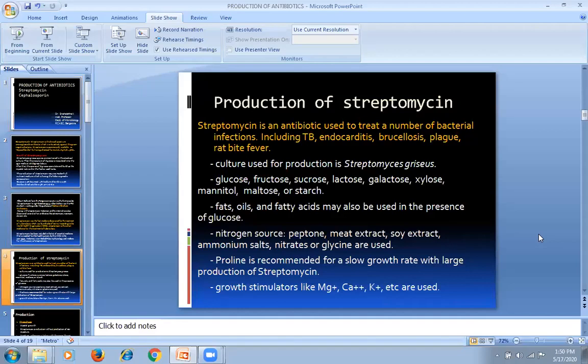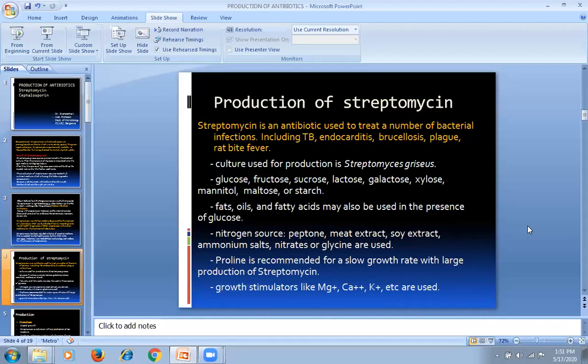As far as production of streptomycin is concerned, it is an antibiotic used to treat bacterial infections, including TB, endocarditis, brucellosis, plague, and rat bite fever. It has a wide application, so production of it is also very, very important. Streptomyces griseus is the organism used, which requires media sugar in the form of glucose, fructose, sucrose, lactose, galactose, xylose, mannitol, maltose, or starch. Any of these can be used.